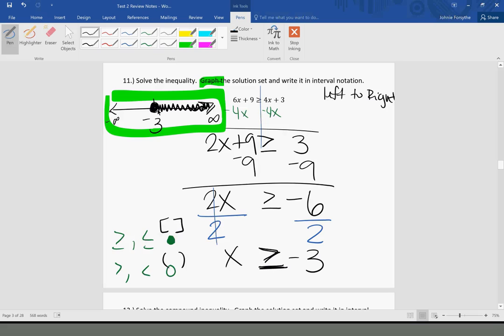So starting from the left, my graph starts at -3. And it's a closed circle, so I'm going to have a bracket and start at -3. And the solution is all the values greater than -3. So it goes all the way to positive infinity. Now you always use parentheses by negative or positive infinity because it never stops. So you want to use parentheses to represent that it's going on and on and on forever. So your interval notation will look like this. So it's very helpful to graph the solution before writing it into interval notation.